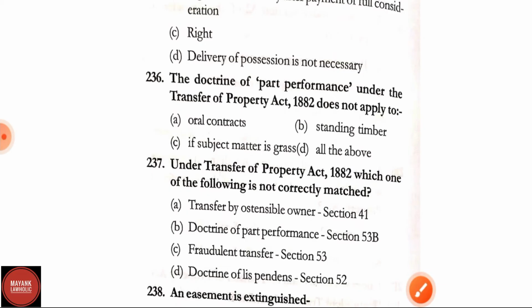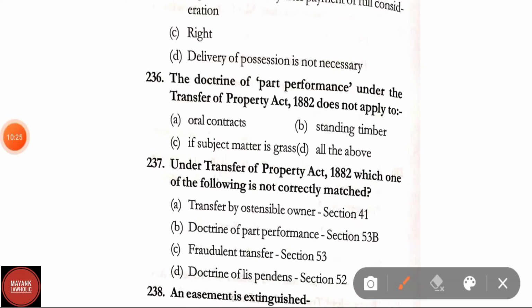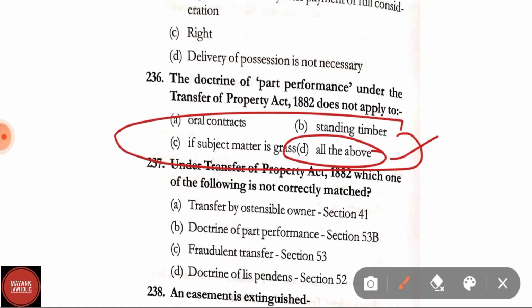Question number 236. The doctrine of part performance under the Transfer of Property Act does not apply to. Options are: oral contract, standing timber, subject matter is grass, D, all of the above. Correct answer is option D, all of the above. In all these, the doctrine of part performance doesn't apply.